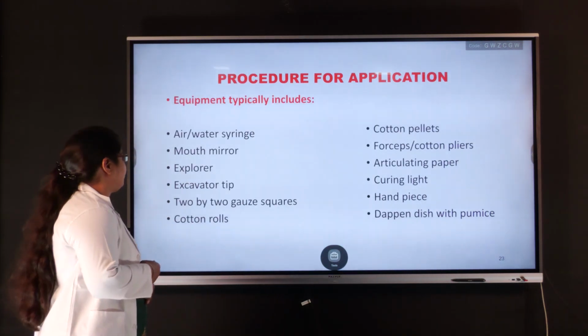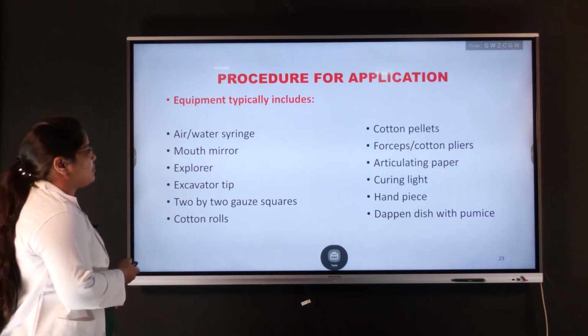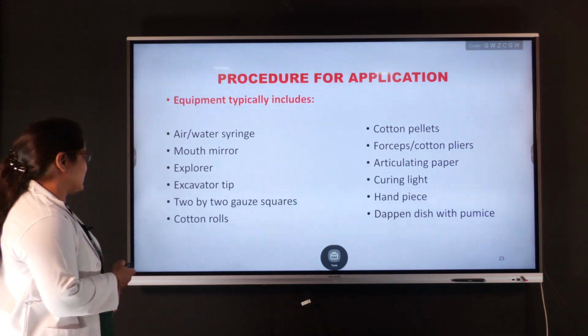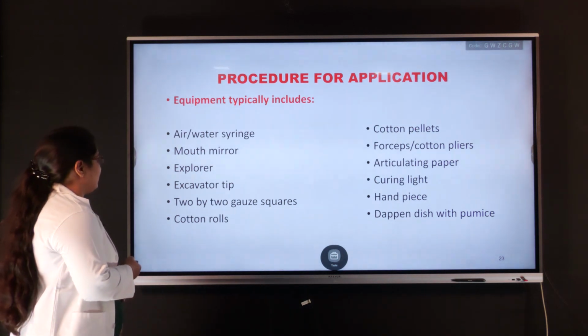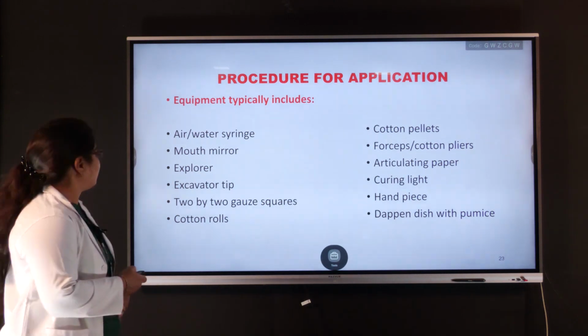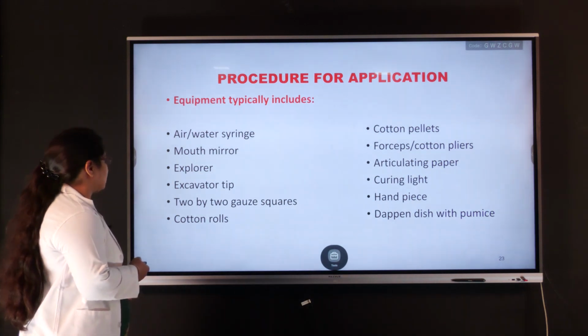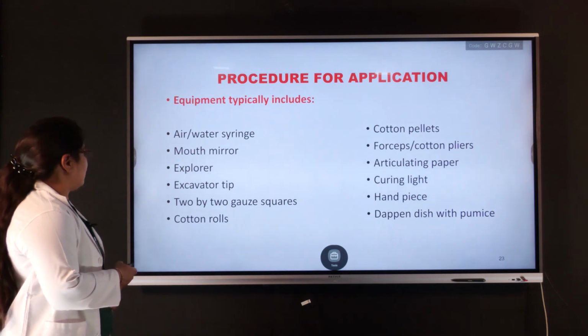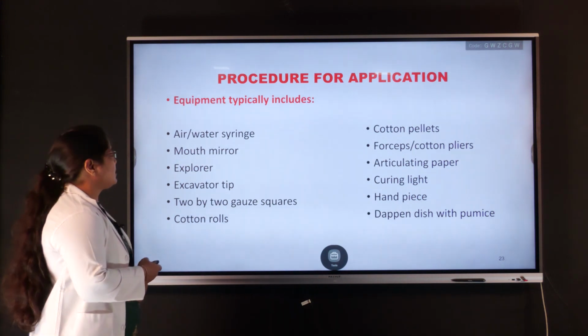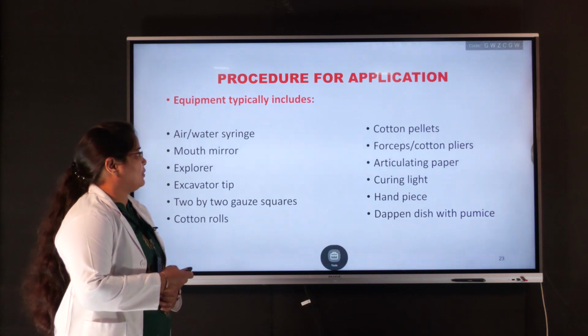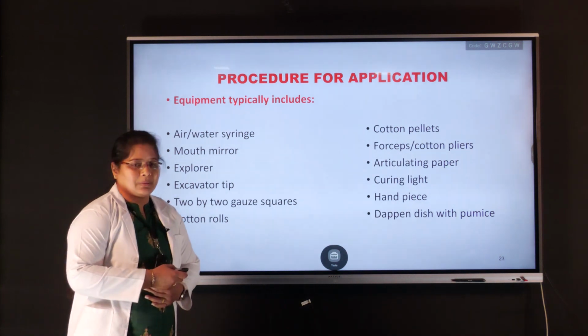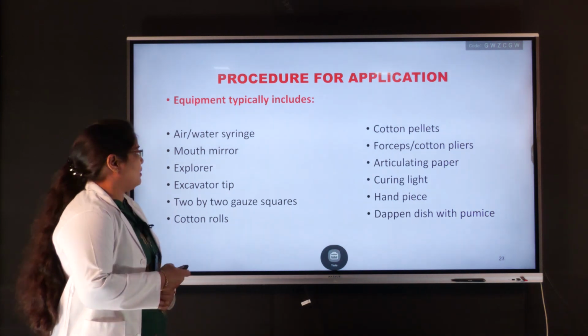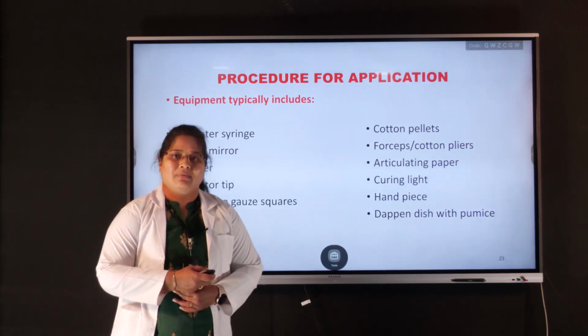Procedure of application. Here you can see the instrumentation of the pit and fissure sealant placement. First one is the airway syringe, that is two-way syringe. Next one is the mouth mirror, explorer, excavator, gauze, cotton rolls, cotton pellets, forceps, articulating papers, curing light, handpiece, dappen dish with fumes.